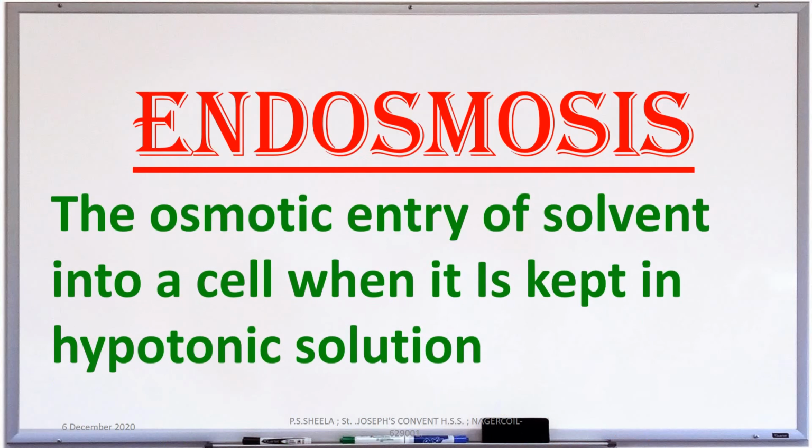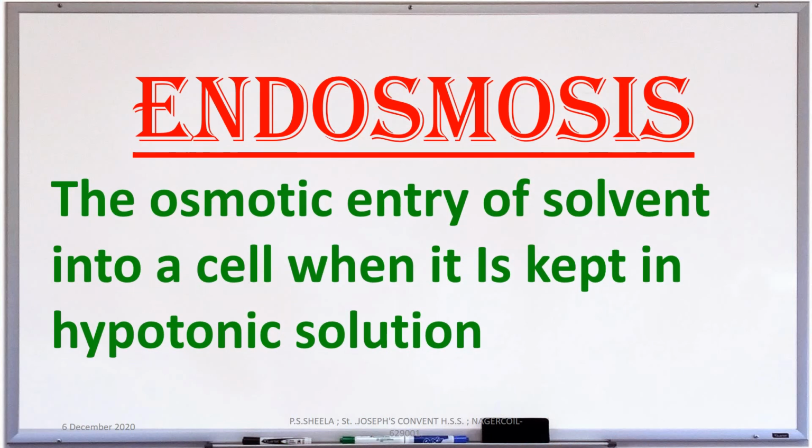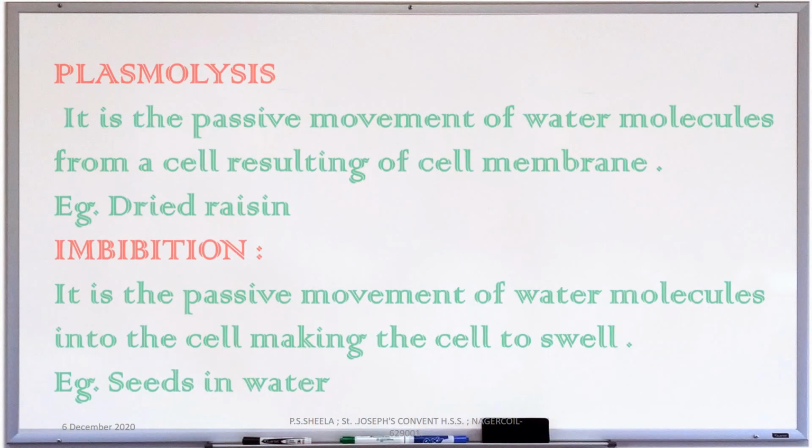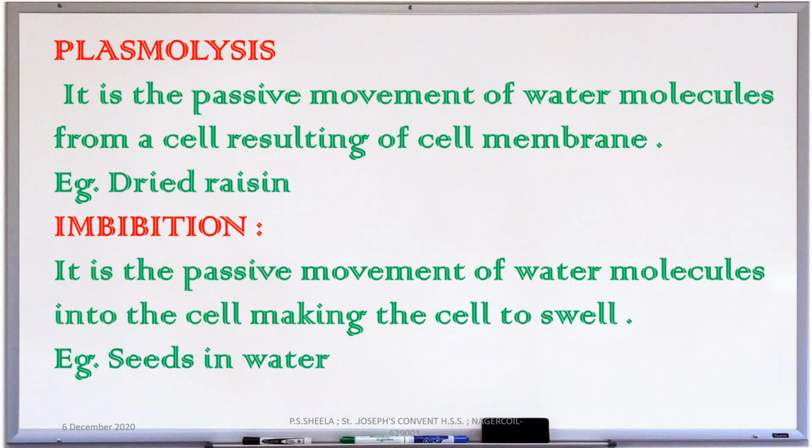Yes, it is endosmosis. The dry raisin is soaked in water. Water is hypertonic, which has a high solvent and zero solute. In water, no solute is added. It's pure. Pure water is always hypotonic. So, the solvent enters into the cell, so endosmosis takes place. This movement of water molecules into the cell, making the cell swell, is called imbibition. Clear? Okay.